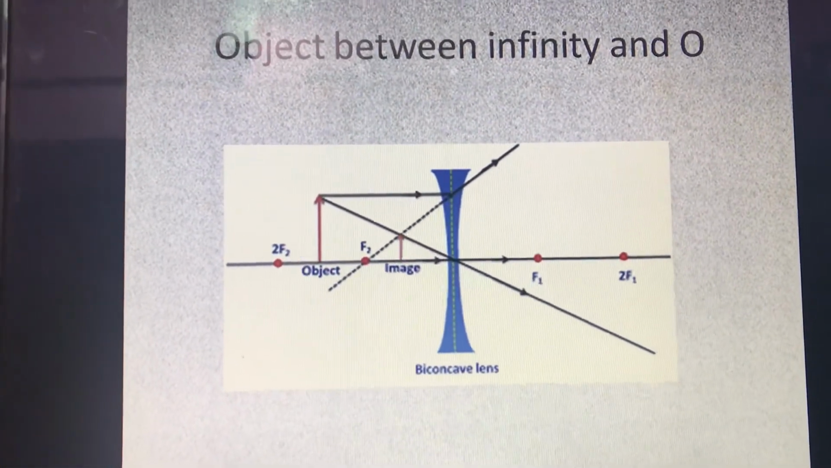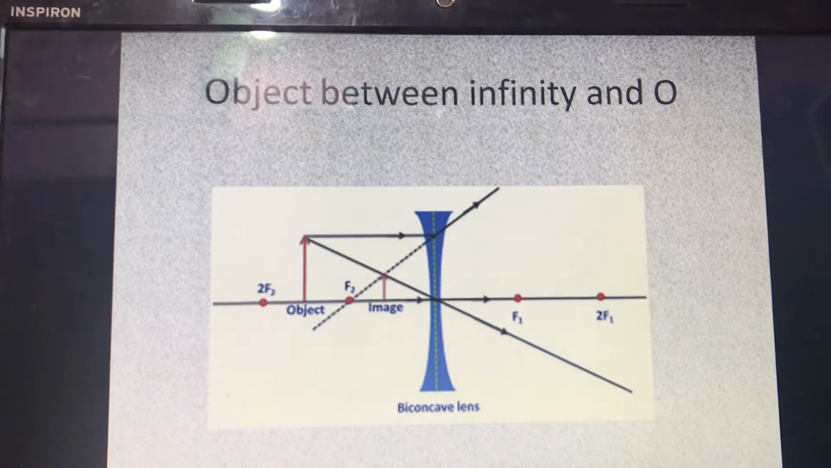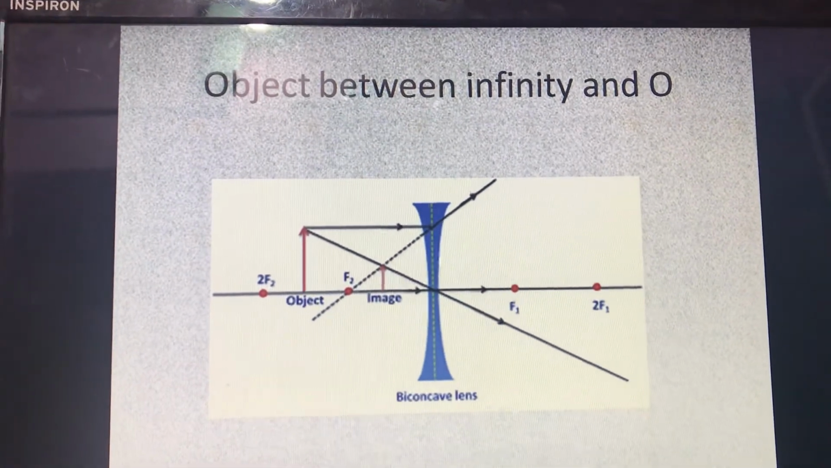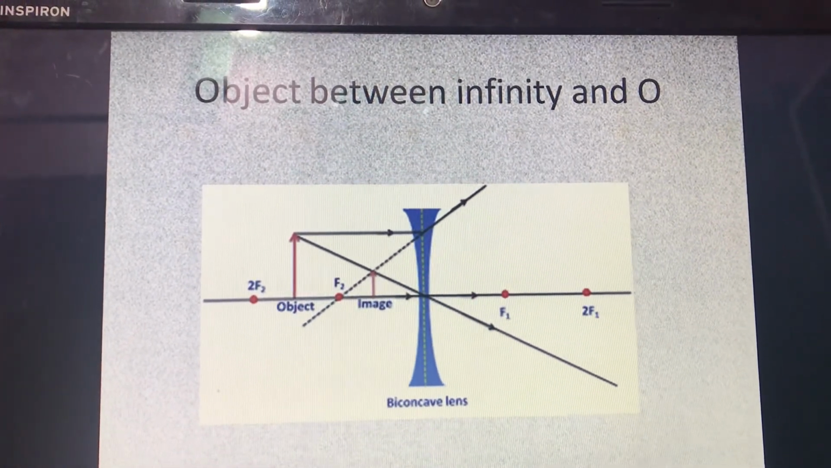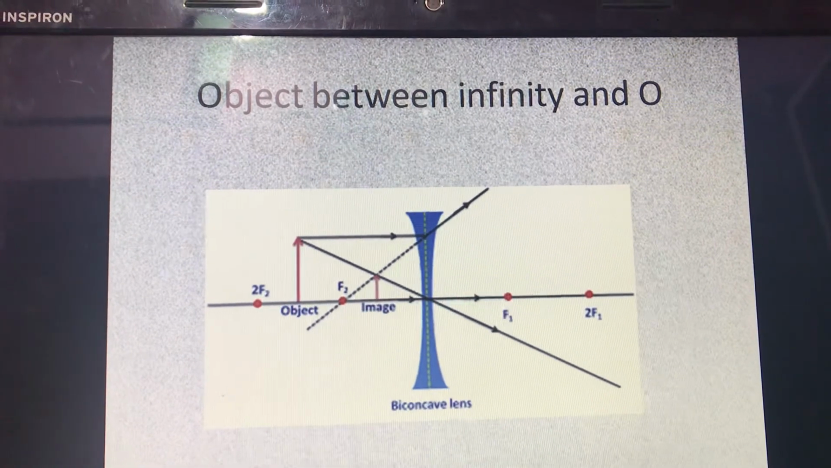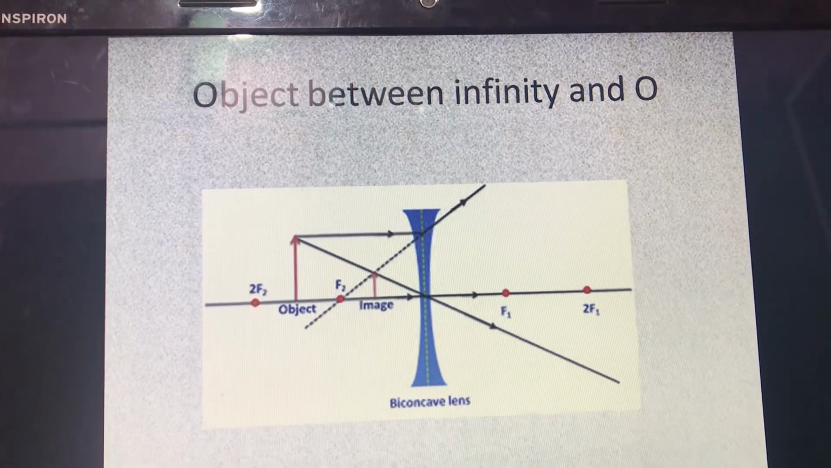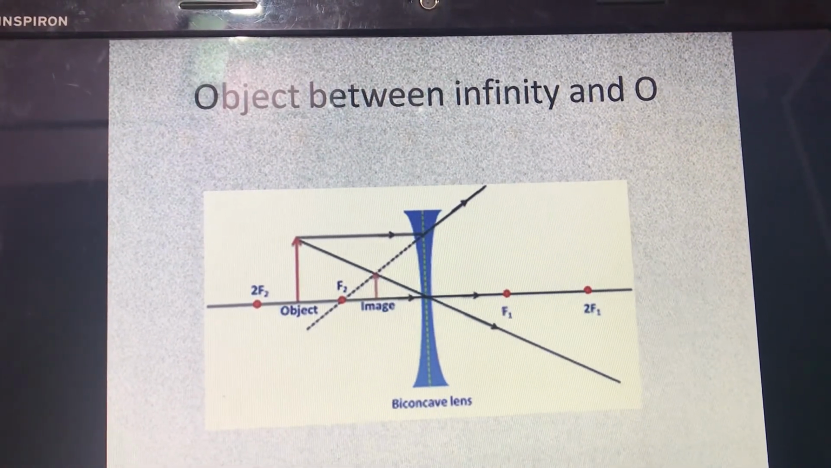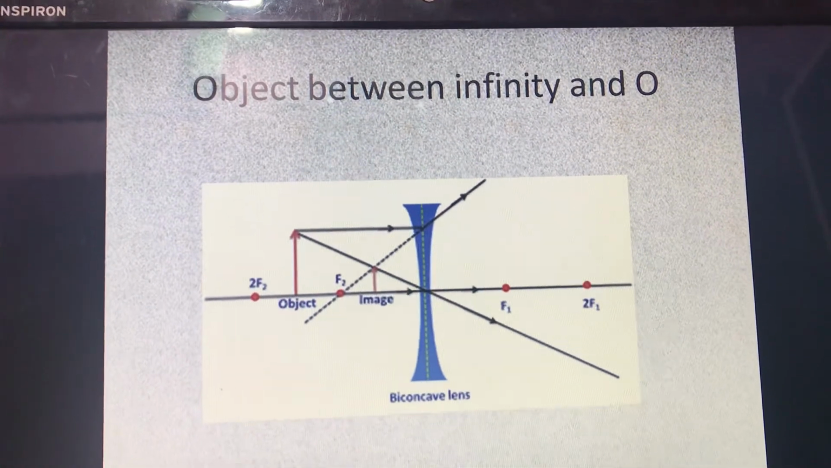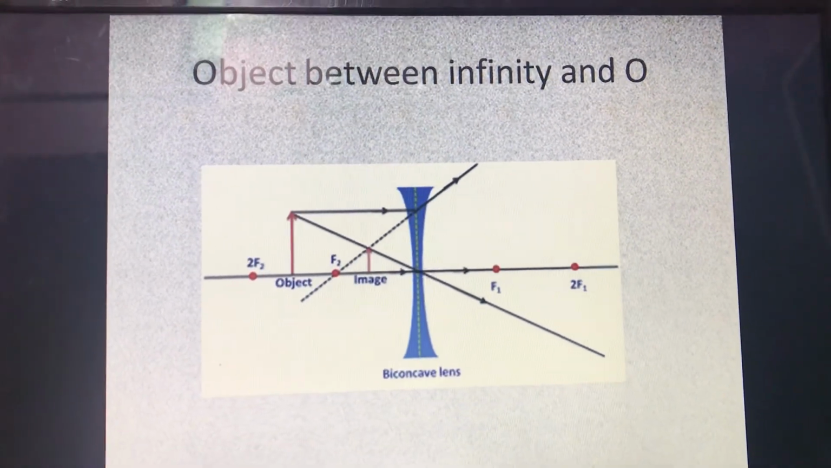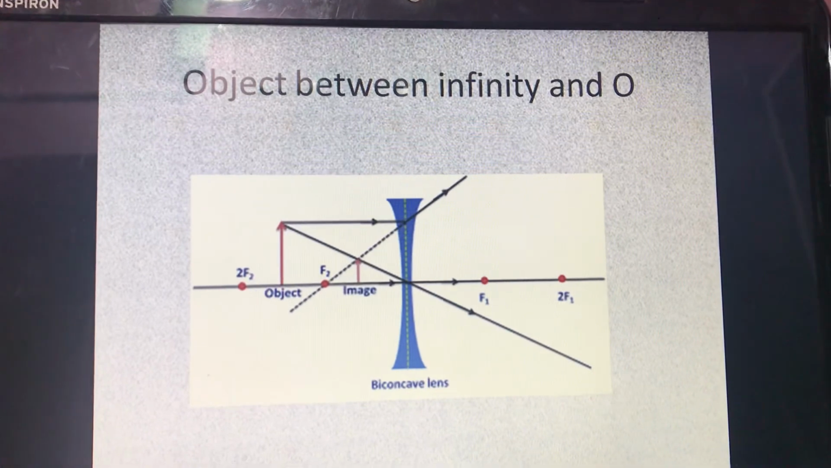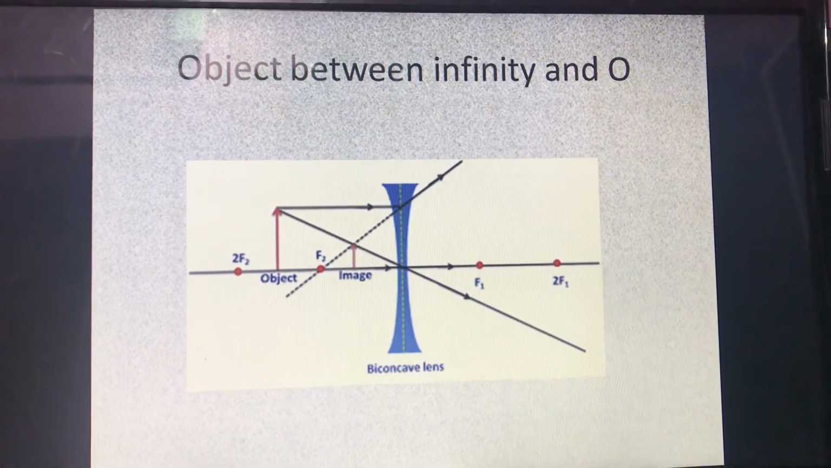So these are the ray diagrams for spherical lenses. I hope you have understood. Practice them by drawing them in your notebook using ruler and pencil. Draw neatly, okay? We'll continue in the next videos.